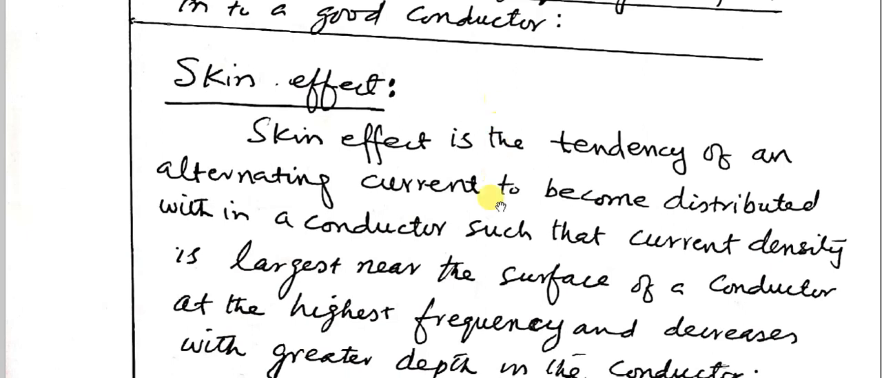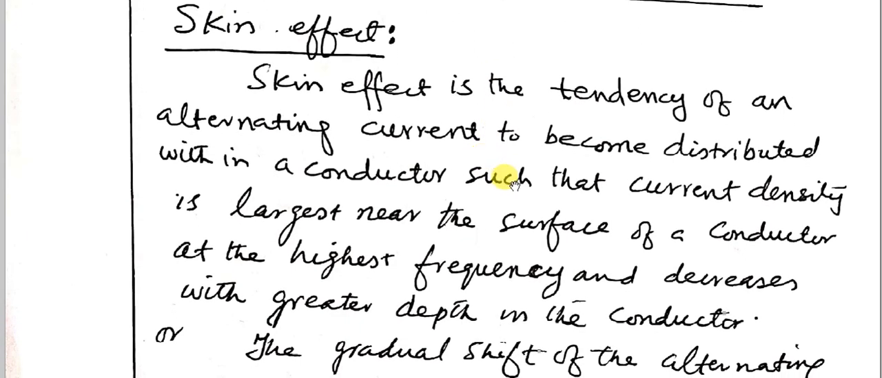Let us first define the skin effect. Skin effect is the tendency of an alternating current to become distributed within a conductor such that the current density is the largest near the surface of a conductor at the highest frequency. When the frequency is the highest, the current density is the largest near the surface and decreases with greater depths in the conductor.